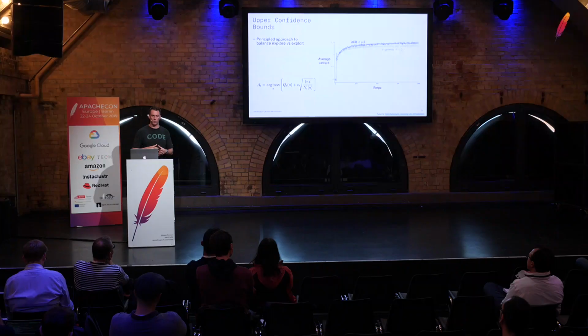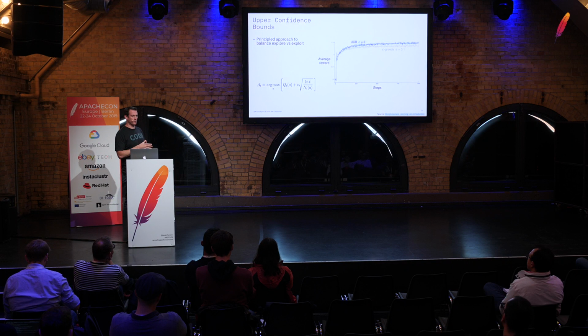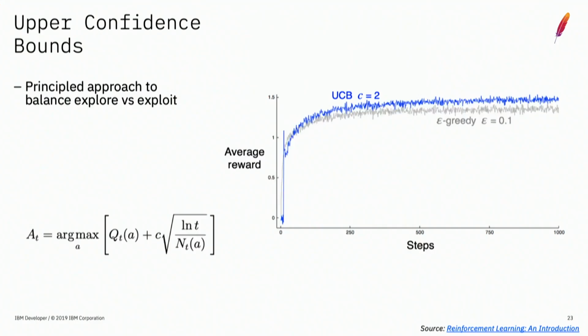So if we take that a little bit further, we have an approach called upper confidence bounds. And the idea here is we want to build an estimate of the expected reward for each arm. But we also want to take into account the fact that we don't know everything, so we have uncertainty. Effectively, if we think about the probability distribution of each arm, we have the mean and we have a standard deviation. So instead of just saying I'm going to pull the arm with the highest expected reward or the highest mean, I'm going to also take into account the standard deviation of that distribution.